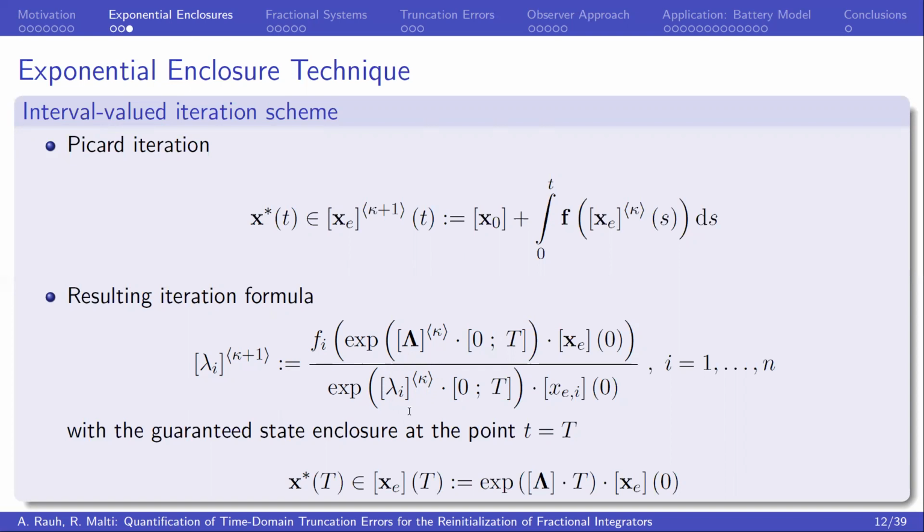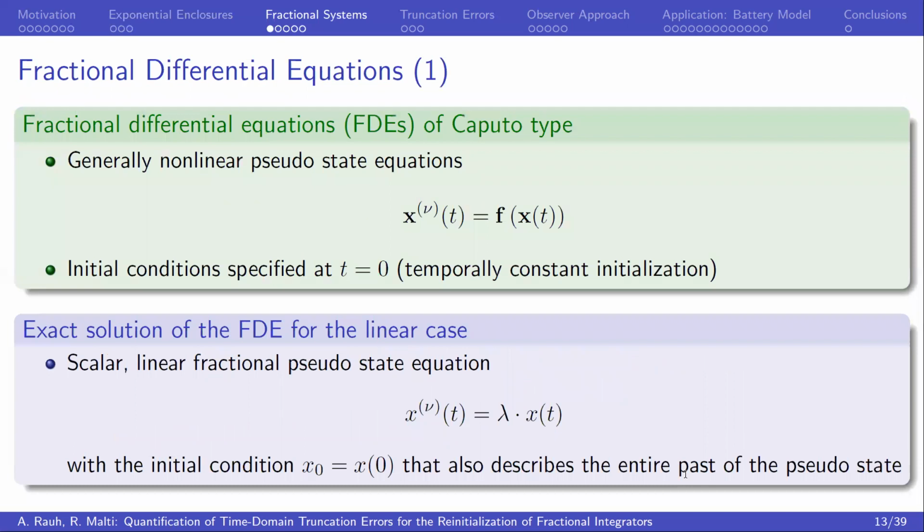step kappa. If the iteration has converged, we can compute guaranteed state enclosures at some future point capital T by just plugging in the corresponding computed parameter intervals lambda in the definition of the solution tube and taking into account the corresponding interval valued initial conditions. Now the question is, is it possible to generalize the procedure from the previous slide also to the fractional case?